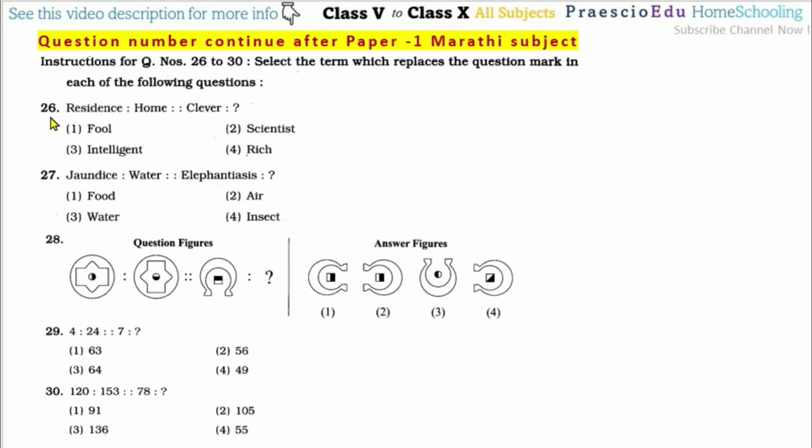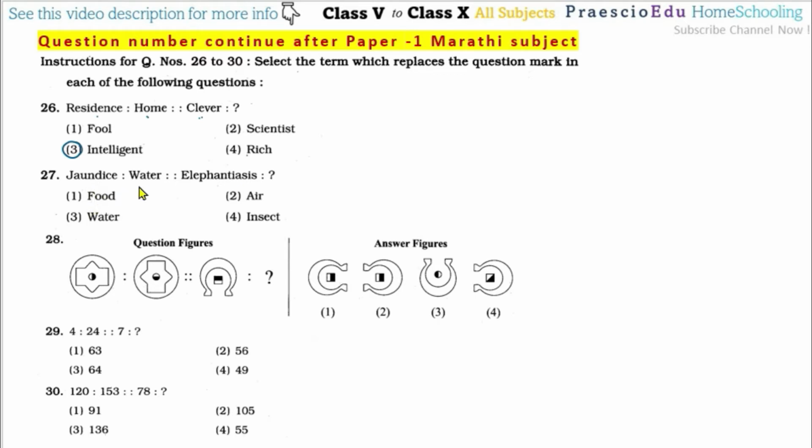So question number 26 is: residence, home, clever. This is synonyms: residence means home. Like this, for clever the synonym is intelligent, so option number 3 is the correct one. Then question number 27: jaundice, water, elephantiasis and question mark.